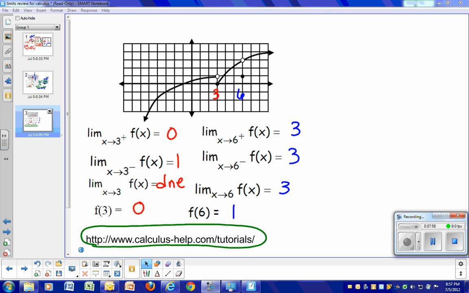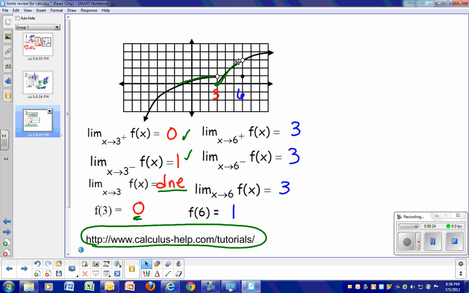You can see that for 3, you get that the function is going this way towards 3 from the right, getting closer to 0, going this way towards 3 from the left, getting closer to 1. These two values are different, so the overall limit doesn't exist. And the point at 3 is right here, and that value is 0, okay? The circle, it's the absence of a point.